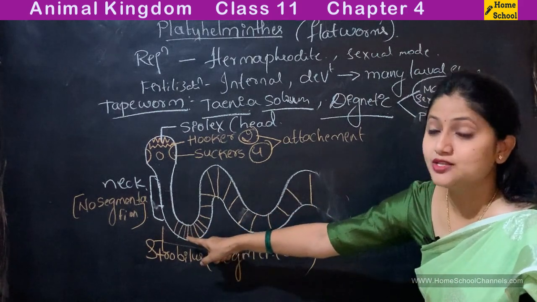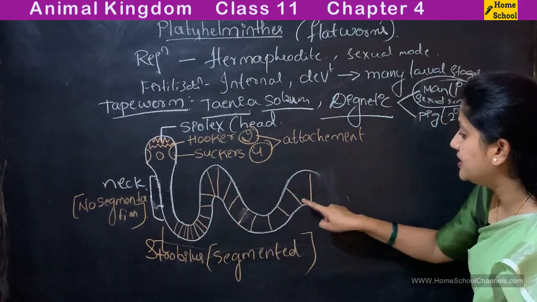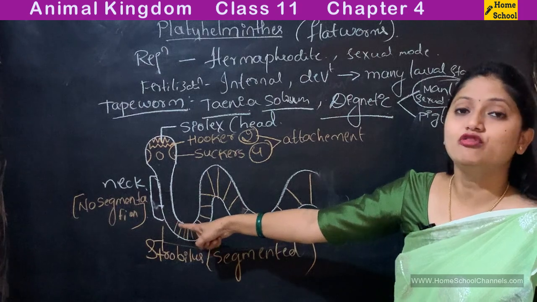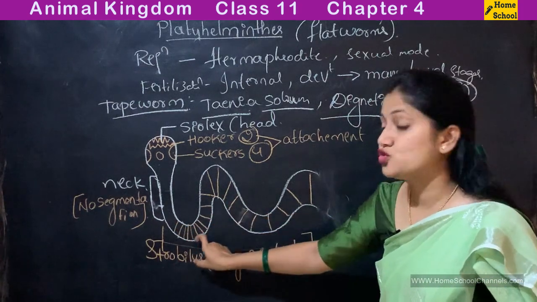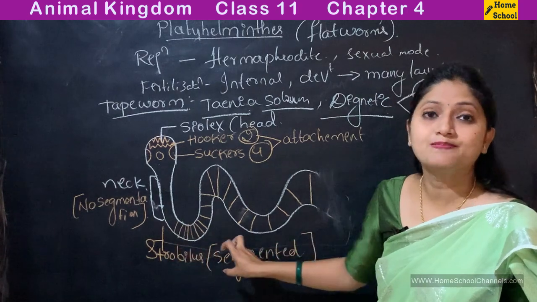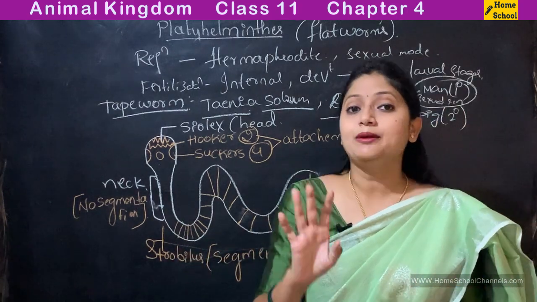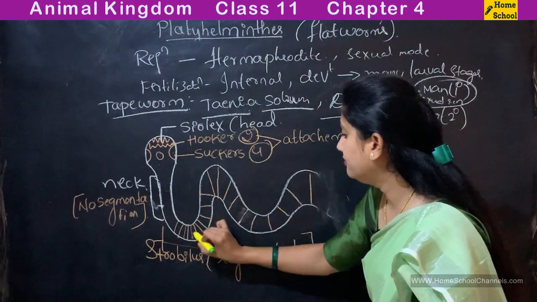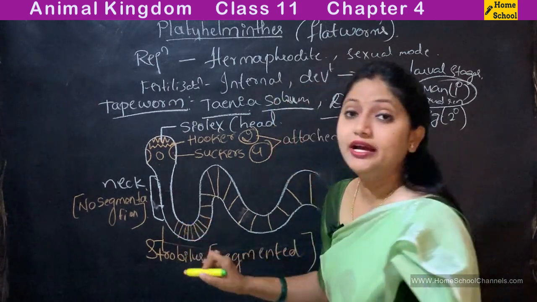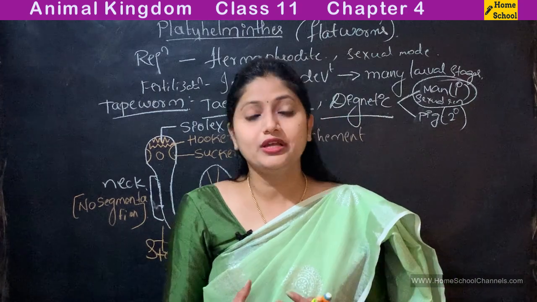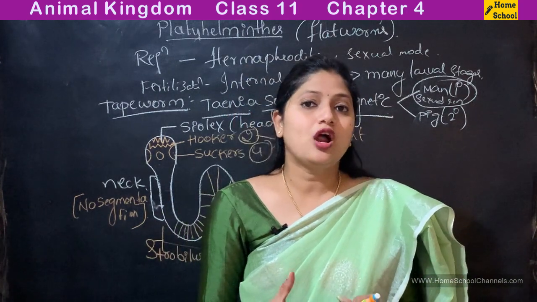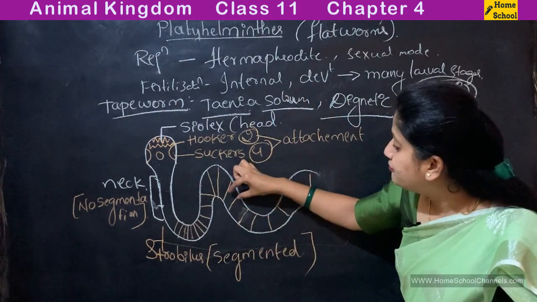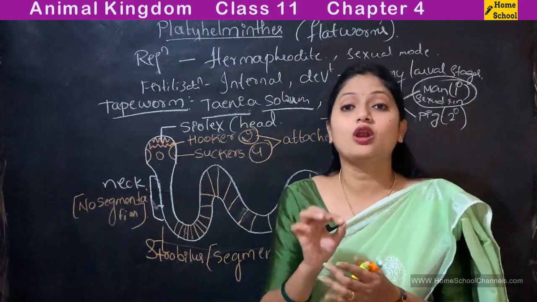But here again a new part is being formed, again it is being enlarged. So the older parts will be moved to the end and the newer parts will be formed here. This strobilus part is actually divided into 3 parts. The part wherein the new parts are usually formed is called the immature part, and every segment is called a proglottid.